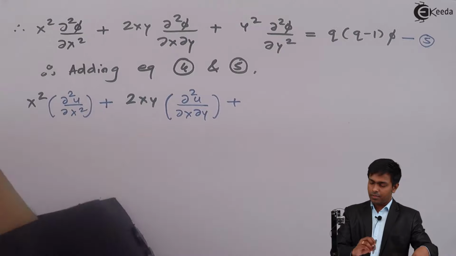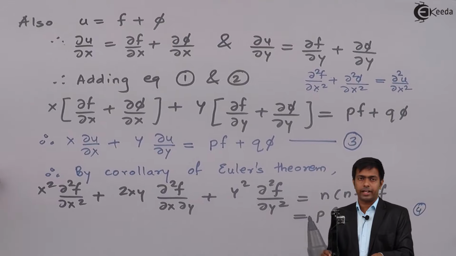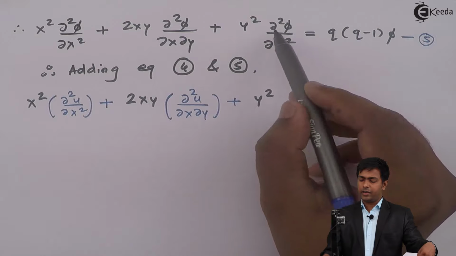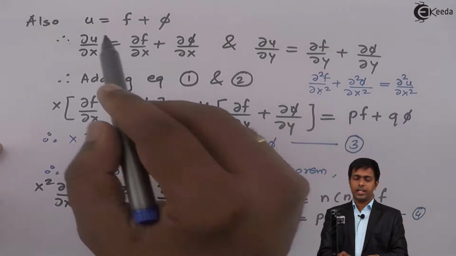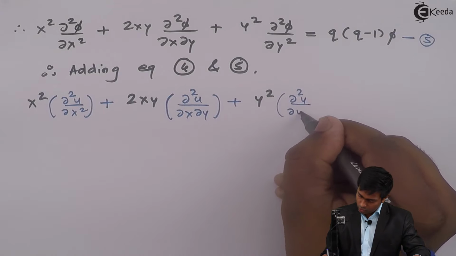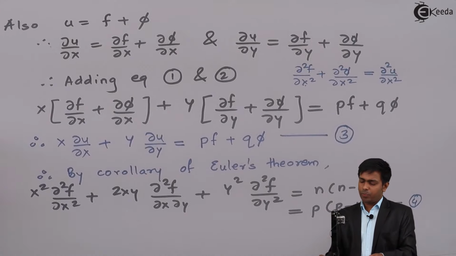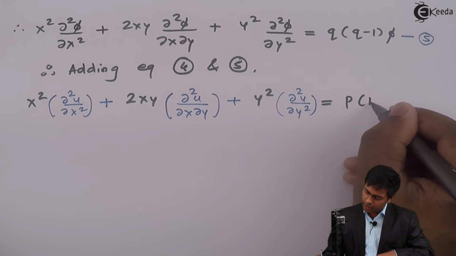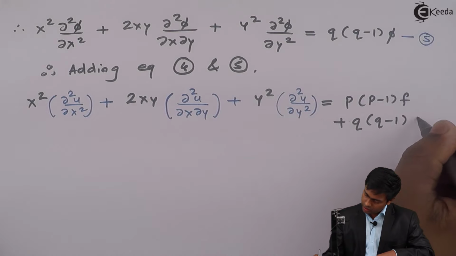plus, now third term, here it is y square and here it is y square, we can take common. So y square outside, and in the bracket we have ∂²φ/∂y² plus ∂²f/∂y², which is again ∂²u/∂y². So we'll get ∂²u/∂y². Next we'll add the right hand side. In right hand side we'll get p into p minus 1 into f plus q into q minus 1 into φ.